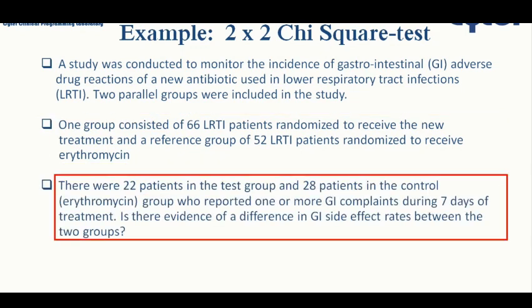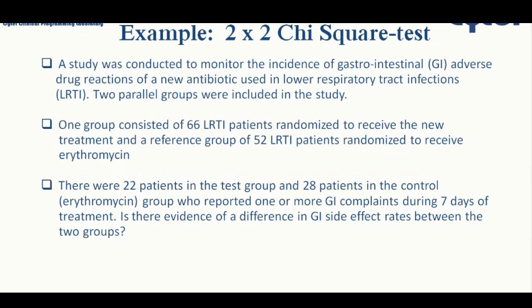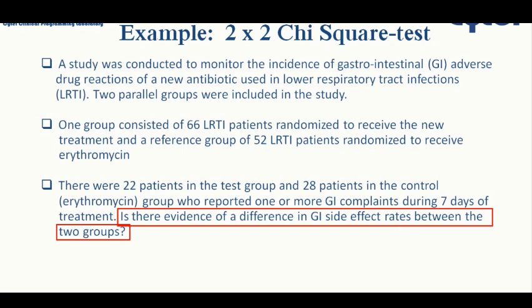There were 22 patients in the test group and 28 patients in the control group who reported one or more GI complaints. So, we are talking about the side effect, gastrointestinal adverse drug reaction. So, 22 out of 66 reported the adverse event, and 28 out of 52 reported the adverse event. Is there any evidence of a difference in the GI side effect rates between the two groups? That is the question we want to answer.